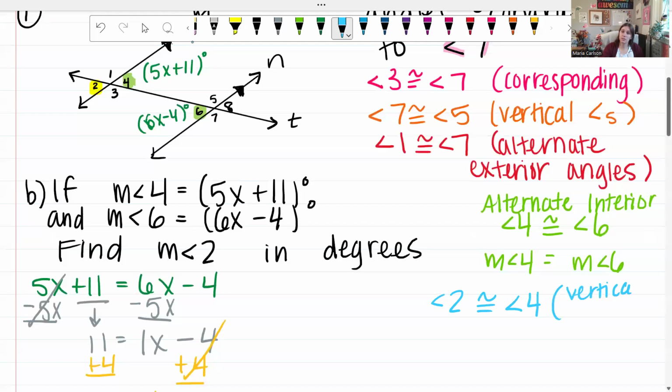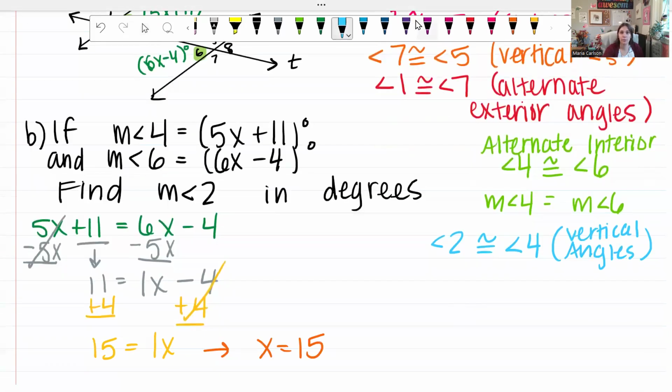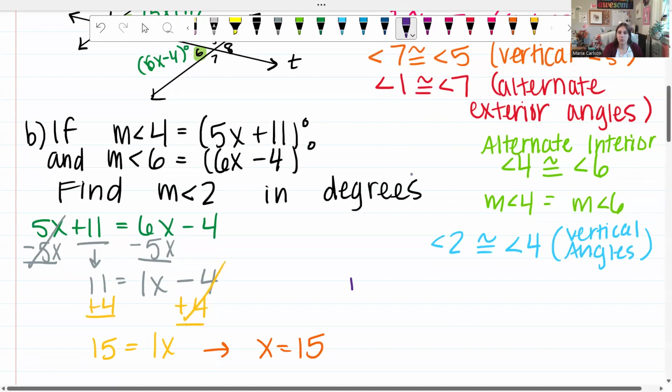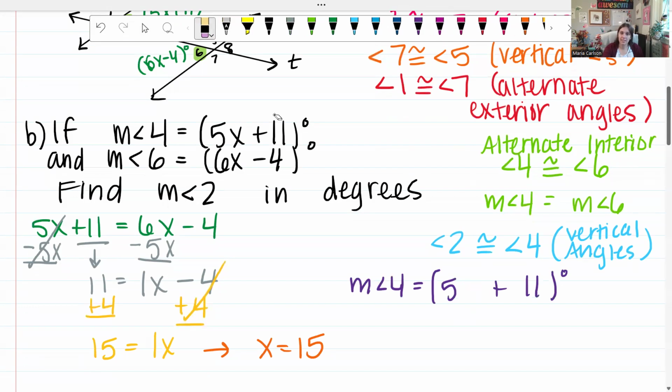So if I know what the measure of angle 4 is, then I know what the measure of angle 2 is. So let's substitute x equals 15 in for the measure of angle 4. And again, I could also do it for the measure of angle 6 since they're congruent. But we know the measure of angle 4 is 5x plus 11 degrees. And we are going to let x equal 15.